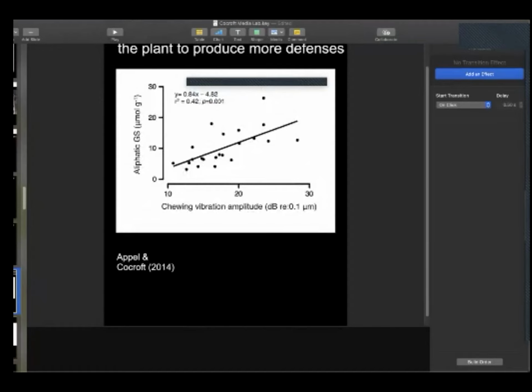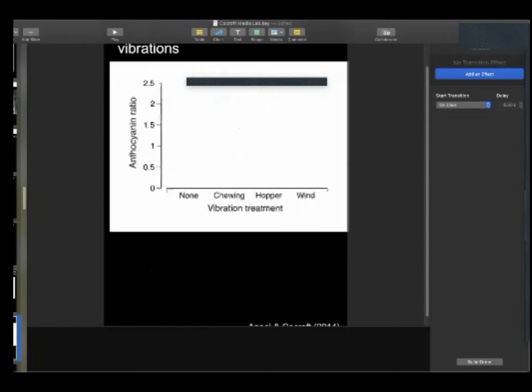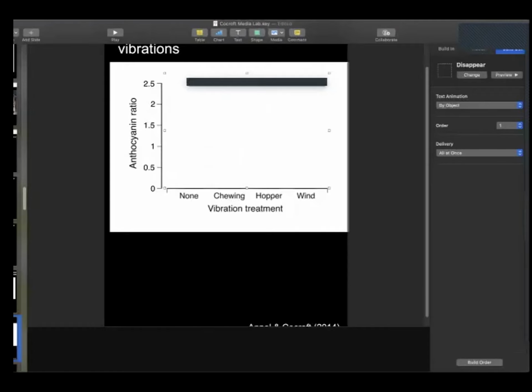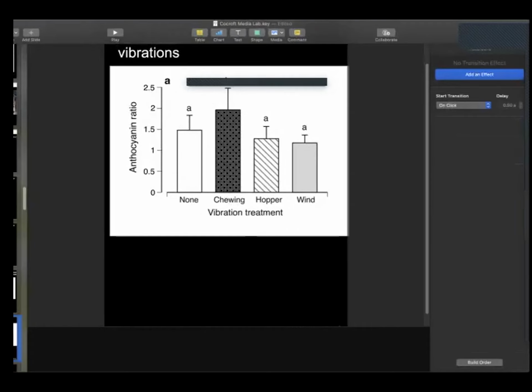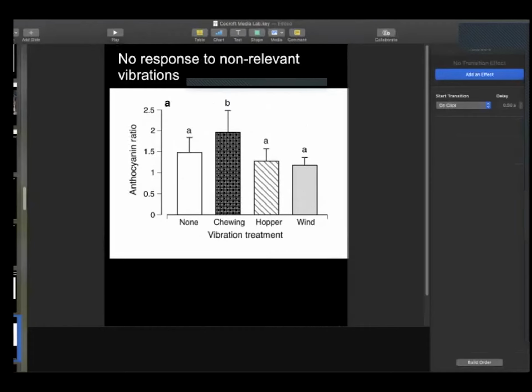This was just still our first experiment, and I thought, yeah, I don't know, are they specific at all? And so here's another sort of bioassay of defense on the y-axis. Here we looked at the control versus chewing vibrations versus leafhopper song versus wind, and the plants only increased defenses in response to those chewing vibrations, even though the leafhopper song had a very similar spectra.